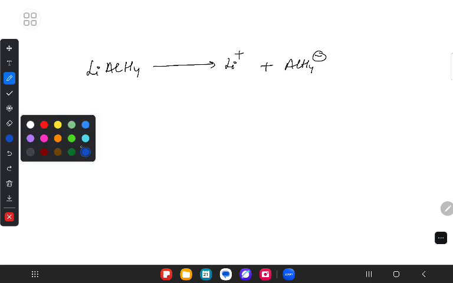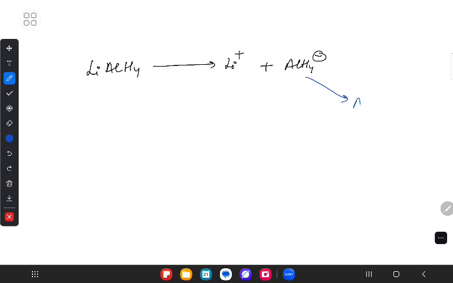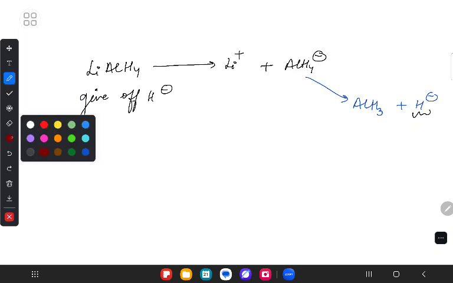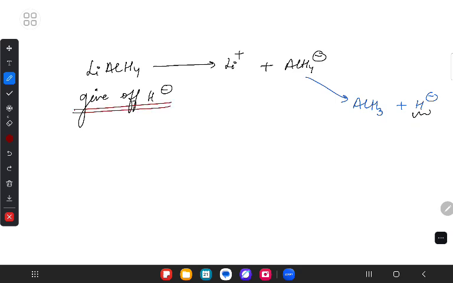Got the point. So AlH4 negative is going to break down as AlH3 plus H negative. So this H negative. So anything which can give off H negative, or any kind of hydrogen, is not necessarily always H negative. It possibly could be a neutral hydrogen. It possibly could be an ionic hydrogen. Any hydrogen it is giving me off. All I get is that from lithium aluminum hydride. Got the point?